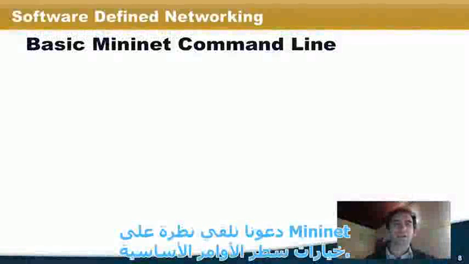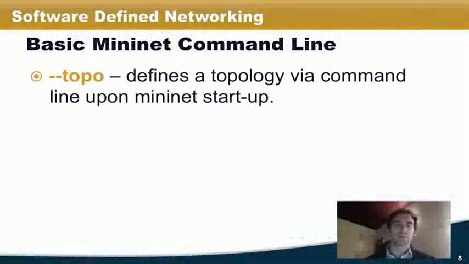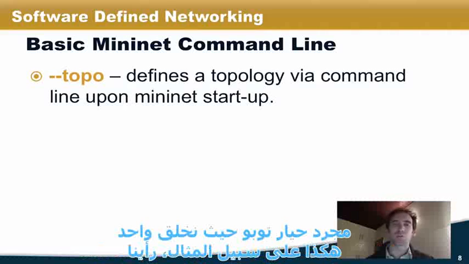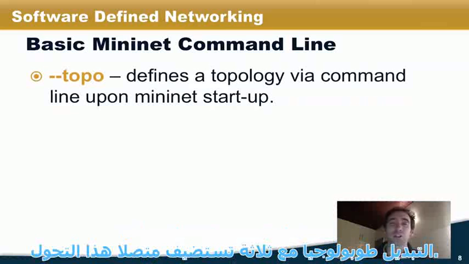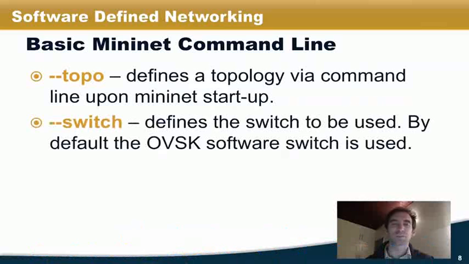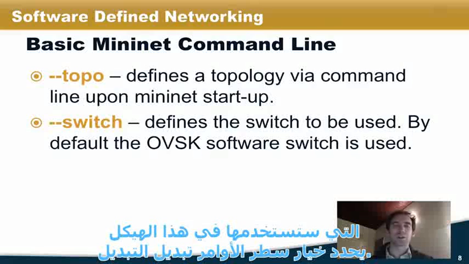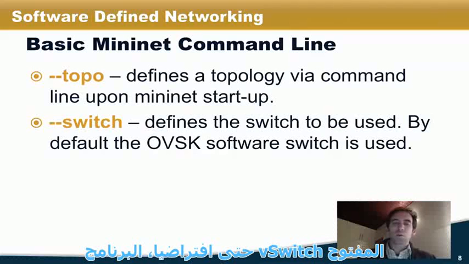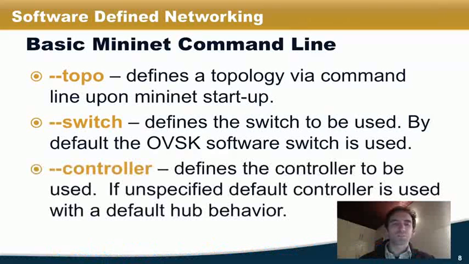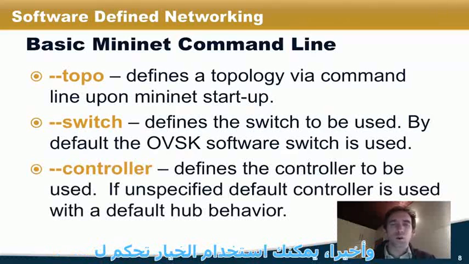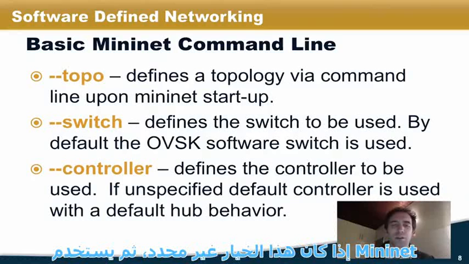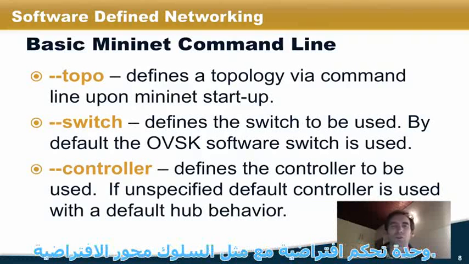Let's take a look at the basic Mininet command line options. So topo allows you to define a topology via the command line when Mininet starts up. So for example, we just saw a topo option where we could create a single switch topology with 3 hosts connected to that switch. The switch command line option defines the switch that you'll use in that topology. So by default, the Open vSwitch software is used, but you can define other switches. Finally, you can use the controller option to define the controller that you want to use. If this option is unspecified, then Mininet uses the default controller with a default hub-like behavior.